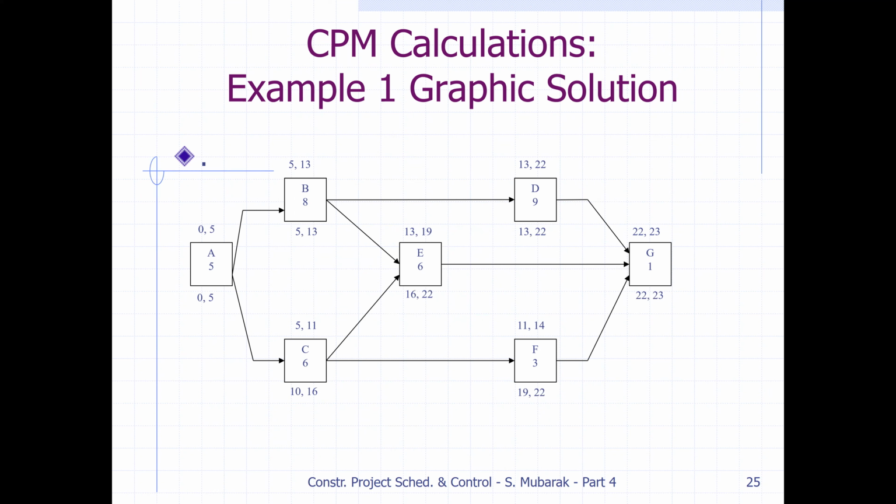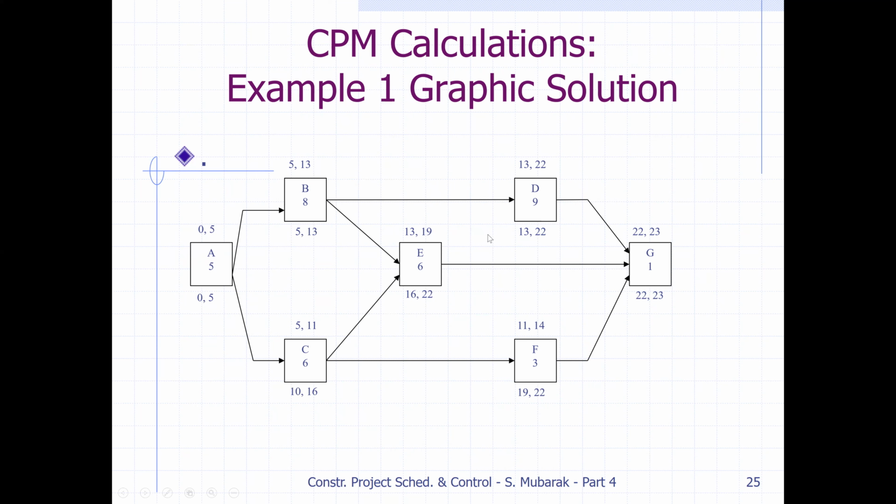Now we do the backward pass. We start with the end activity. 23 is the duration of the project, meaning this project will take 23 days to finish. So 23 minus 1 is 22. 22 comes here, minus 3 is 19. For E, 22 minus 6 is 16. And for D, 22 comes here, 22 minus 9 is 13.